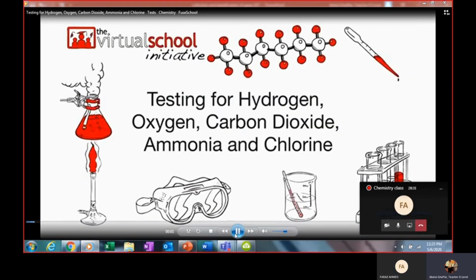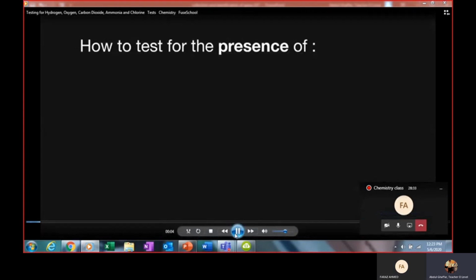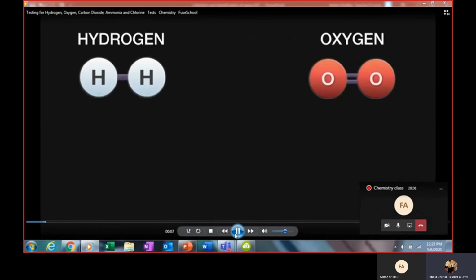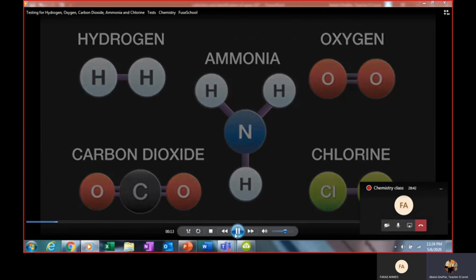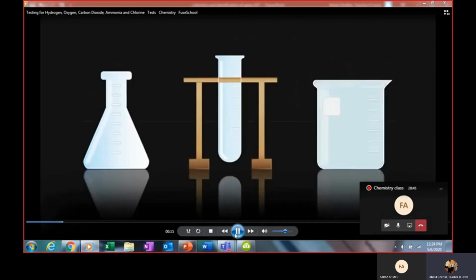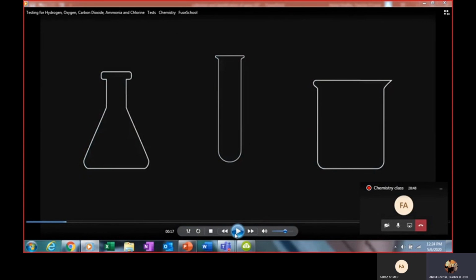In this lesson, we will learn how to test for the presence of hydrogen, oxygen, carbon dioxide, ammonia, and chlorine. We test for gases in the laboratory. Faraz, just note these identifications. At the end, I will ask the questions: what is the identification of chlorine, what is the identification of ammonia. So just note these. Are you having a pen or pencil with you along with your copy? Yes, sir. Okay, good. Write the name of the gas and note the identification. At the end, I will ask.